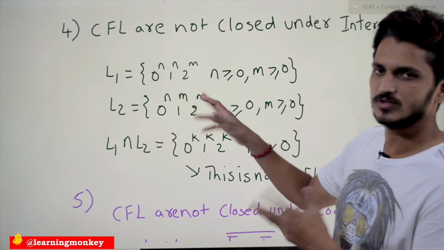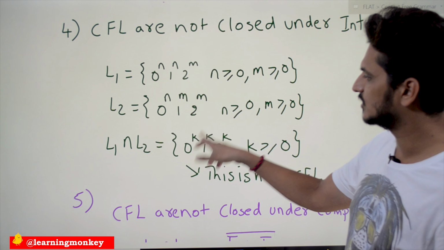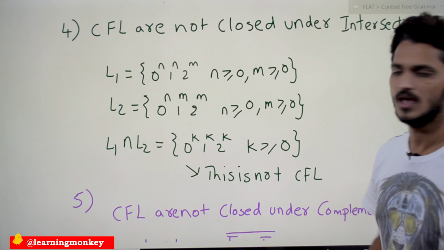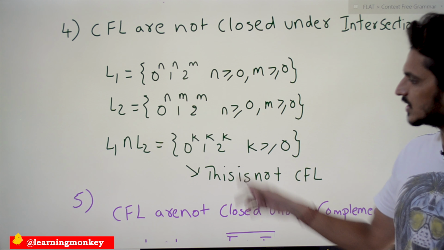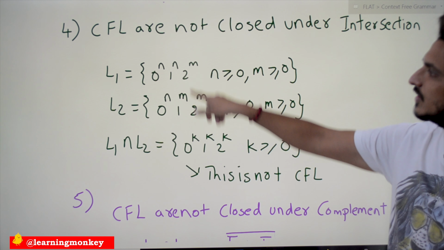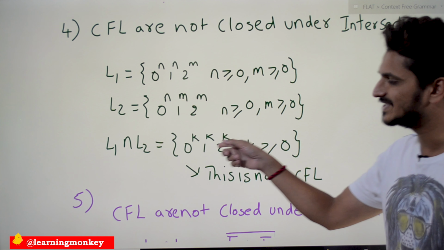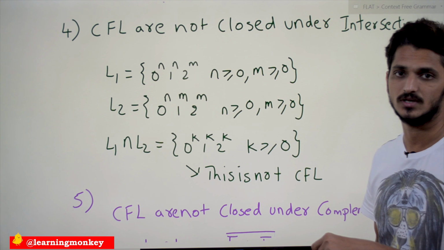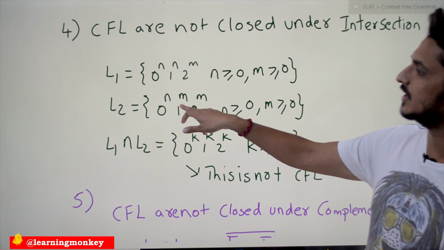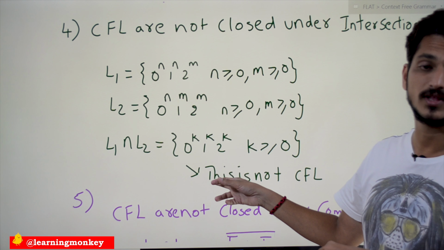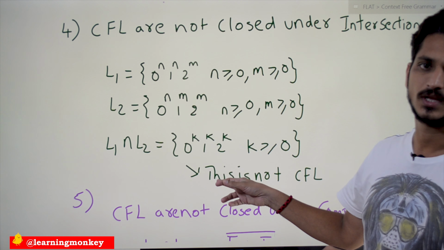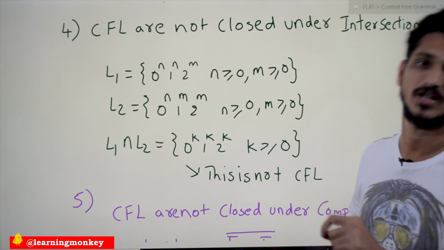If you take the intersection of these two languages, you will understand that we get 0 power k, 1 power k, 2 power k, where k greater than or equal to 0. These are the strings which we got after intersecting these two languages. But in our last class, using the pumping lemma, we showed that this is not a context-free language. So that's why L1 intersection L2 is not a context-free language. It is not closed under intersection.